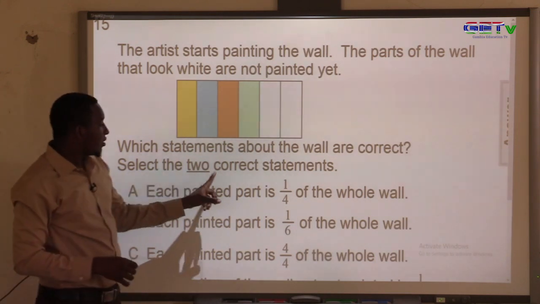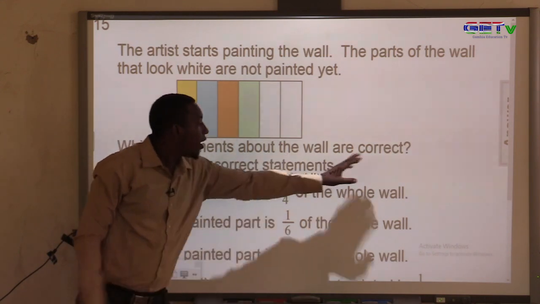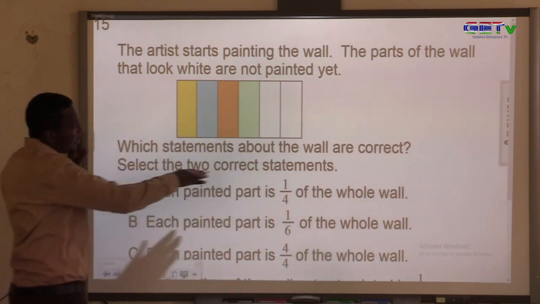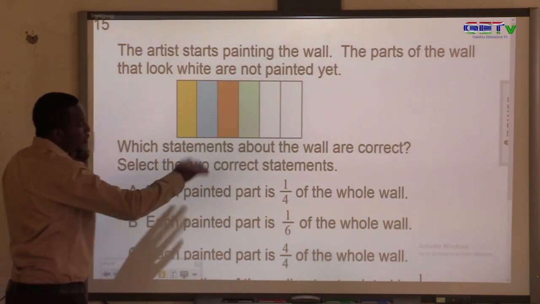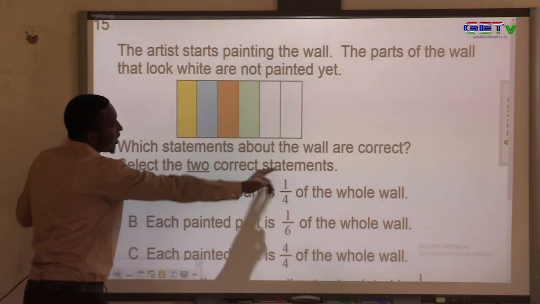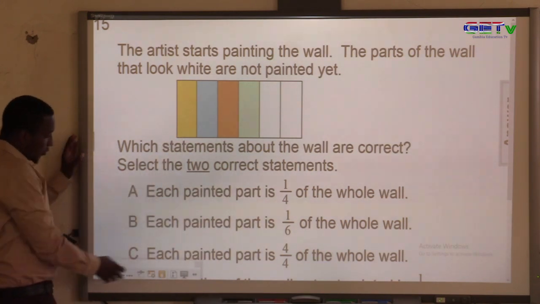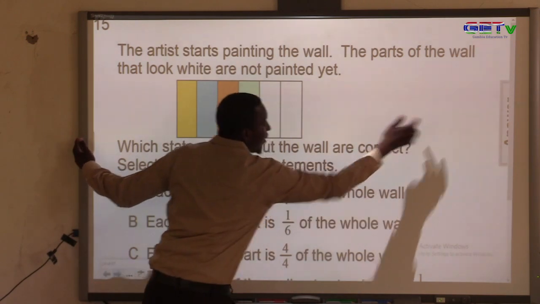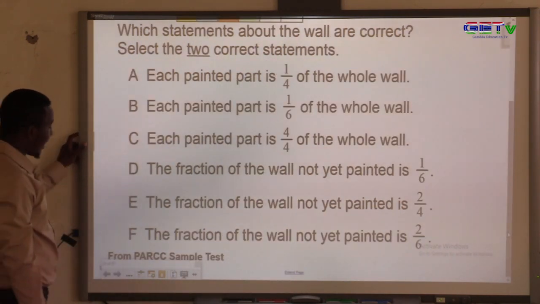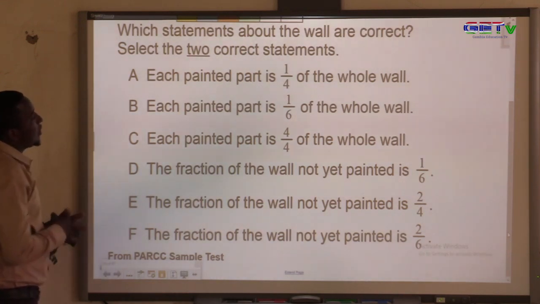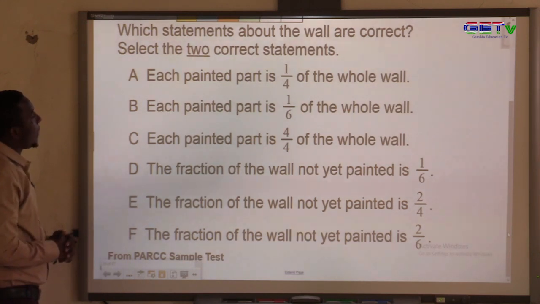Which statements about the wall are correct? Select the 2 correct statements. So we have some statements down here. We want to discuss the statements and see which out of all of them, 2 of them are correct.